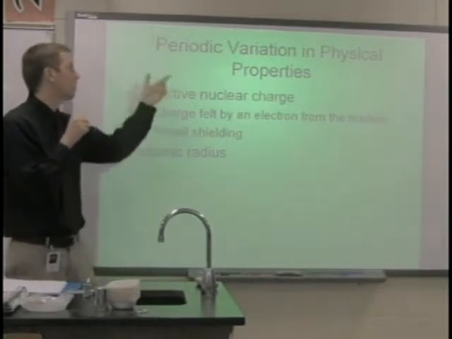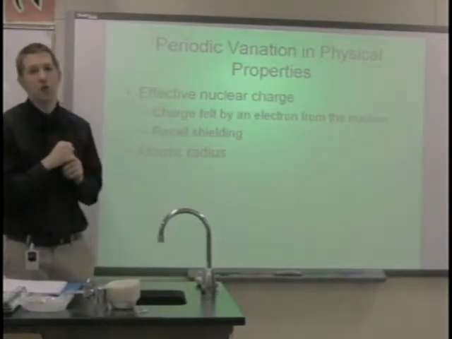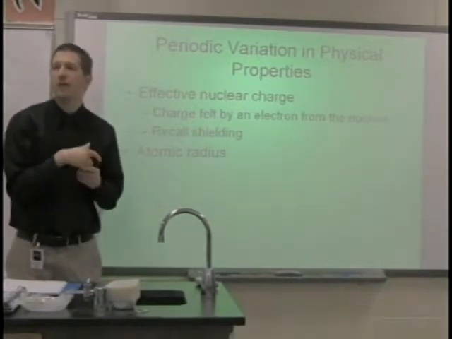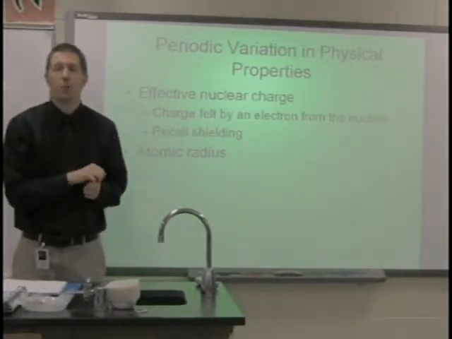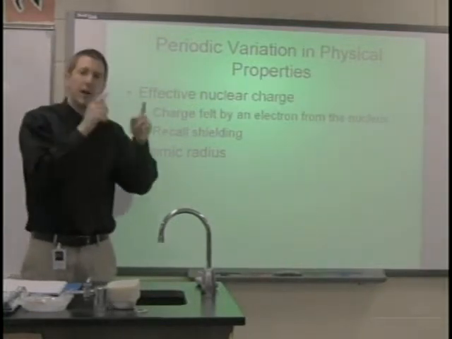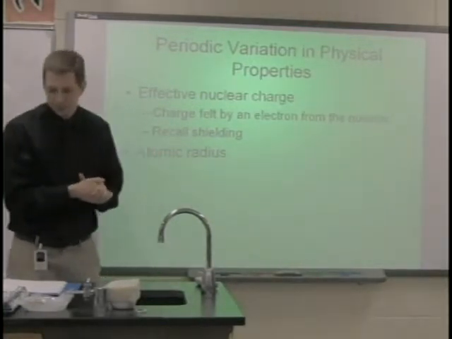So there's a larger effective nuclear charge. Now on the other hand, as you go top to bottom on the periodic table, atomic radius increases. Radius increases as you go top to bottom because you gain more shells of electrons as you go down further.